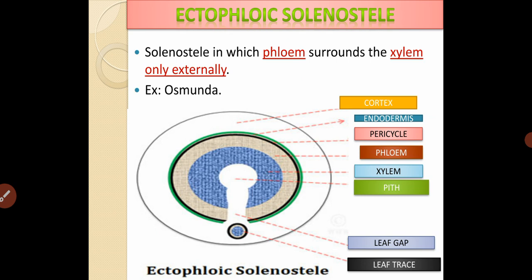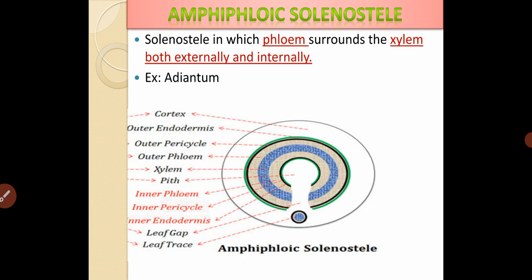Ectofolic solanostele. It is the solanostele in which phloem surrounds the xylem only externally. Example, Osmunda. Ecto refers to the phloem surrounding the xylem only externally. Here the solanostele refers to the condition where the leaf gap is present. So it is the condition in which the leaf gap is present and phloem surrounds the xylem only externally. Then such condition is called the ectofolic solanostele, as seen in the case of Osmunda.